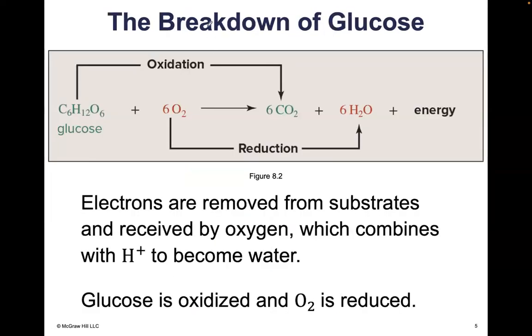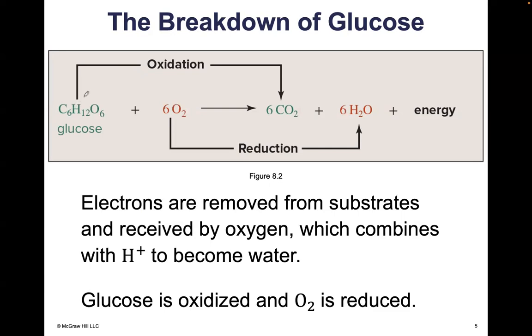So the breakdown of glucose, which is a process that leads to the production of energy, happens like this. We've got C6H12O6. This is glucose. So we use oxygen to break it down. In this case, oxidation is a gain of oxygen, and reduction is a loss of oxygen.